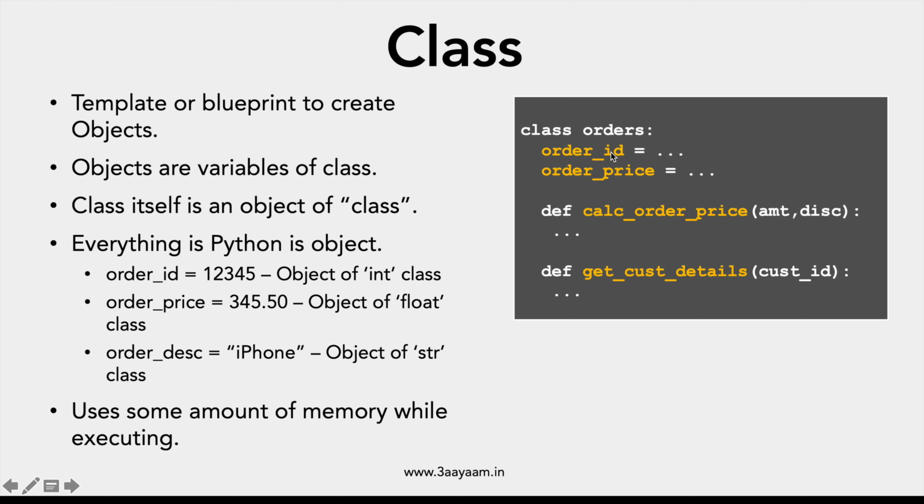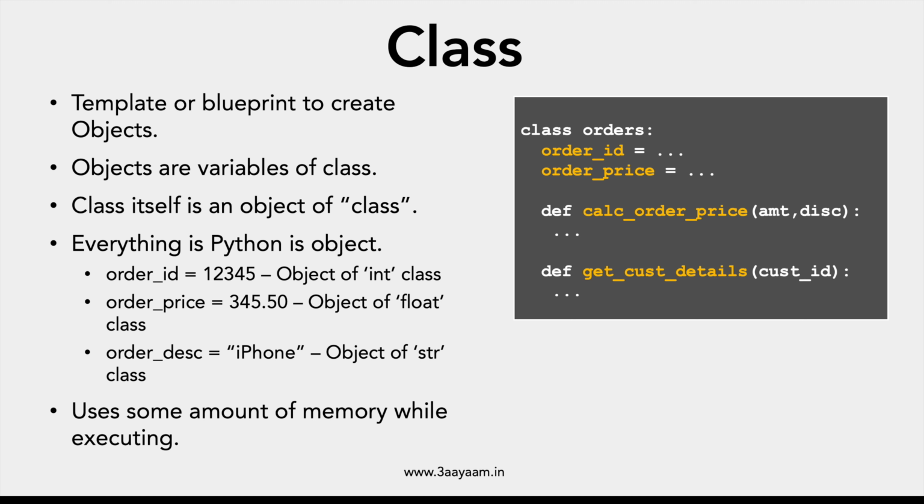Inside of it, I have defined order ID and order price. I have defined functions also. If you see, I'm using the def keyword, which is used to define functions. But when you define a function inside of a class, we call it a method. So here I have defined two methods. One is calculate order price, a method which takes amount and discount as arguments. Then I have defined the get customer details method, which takes customer ID as an argument.